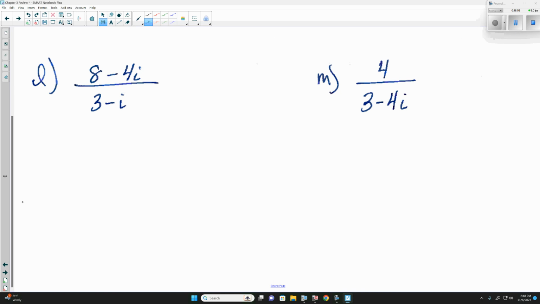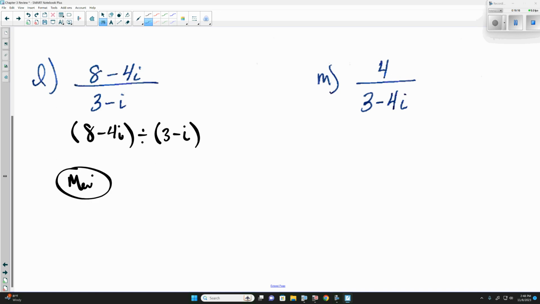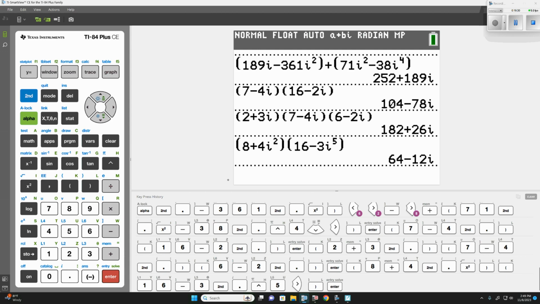So L, to type it into the calculator, we have to type it in as 8 minus 4i, our division key, 3 minus i. And we have to put the numerator and denominator in parentheses. And then we have to hit math, enter, enter, because math, enter, enter will help things a little bit.